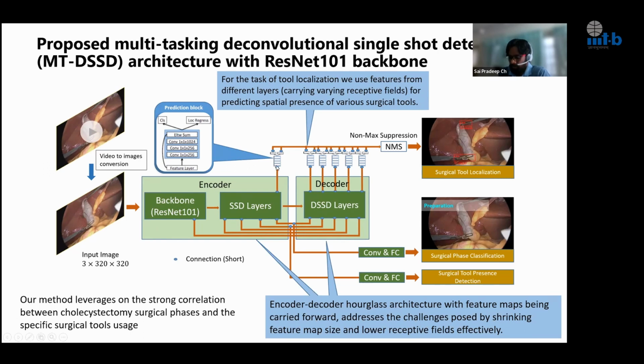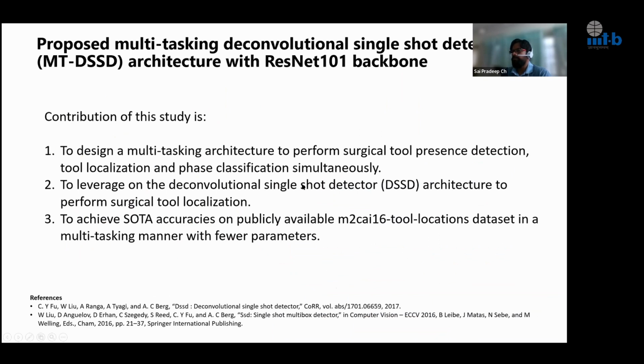So the importance of these feature maps of various scales is that we can detect objects of different sizes. So that is the significance of using these various sized feature maps. And finally, non-max suppression is used to decide on the most prominent bounding box.